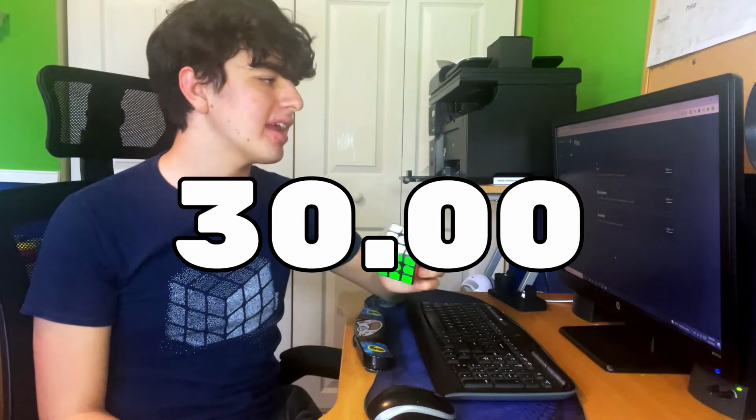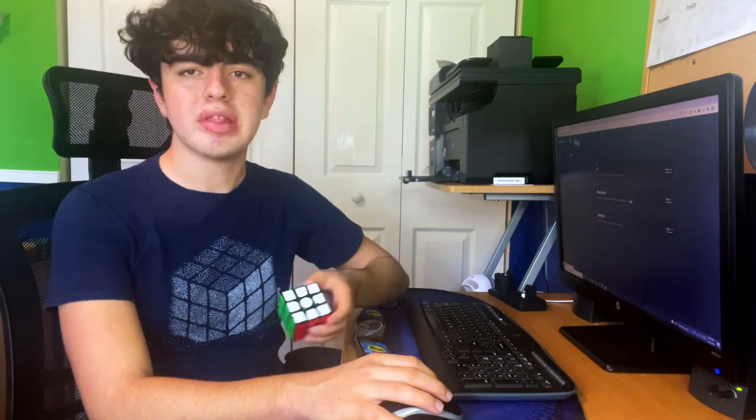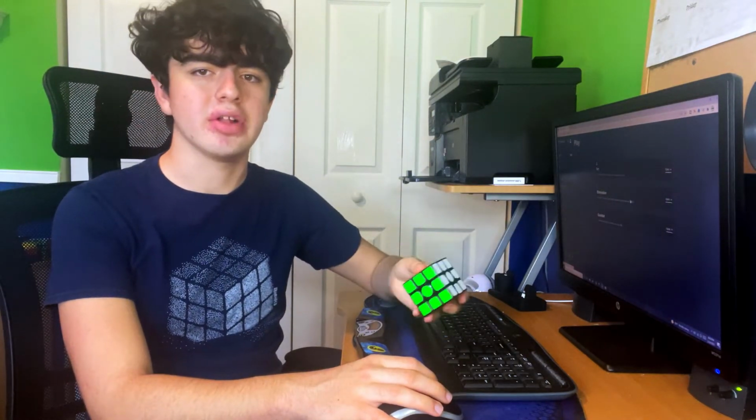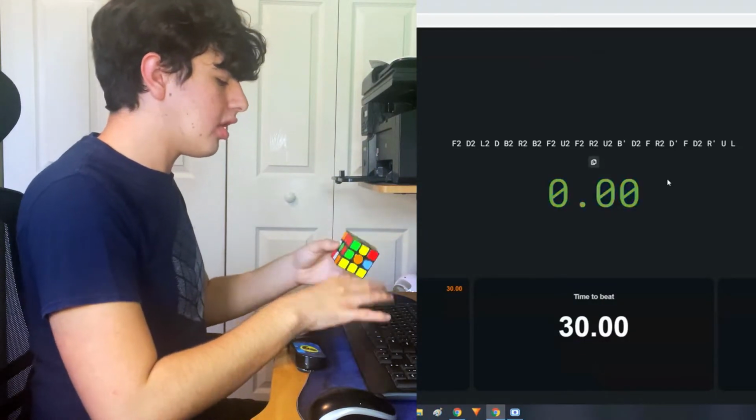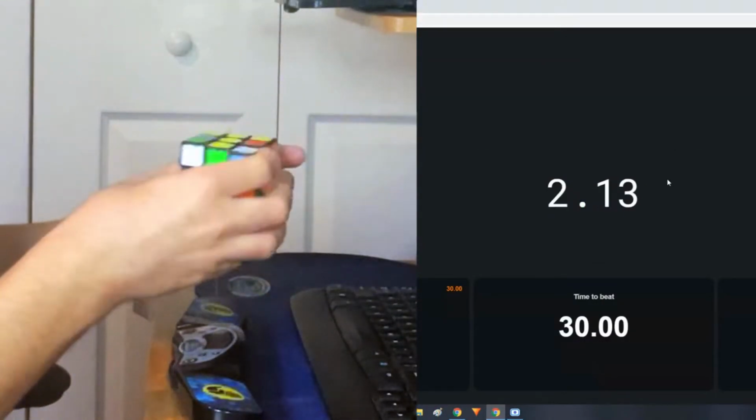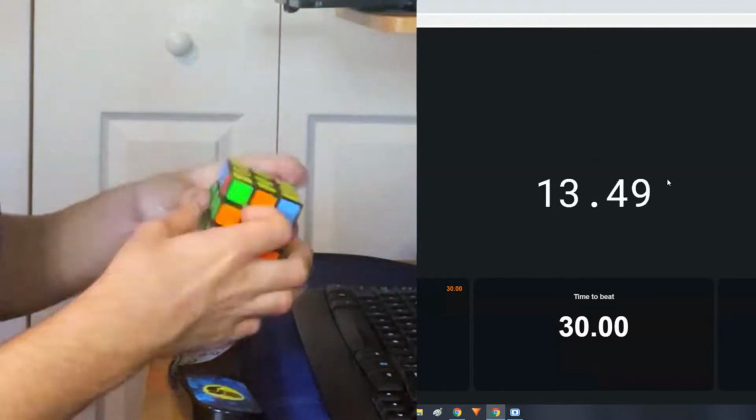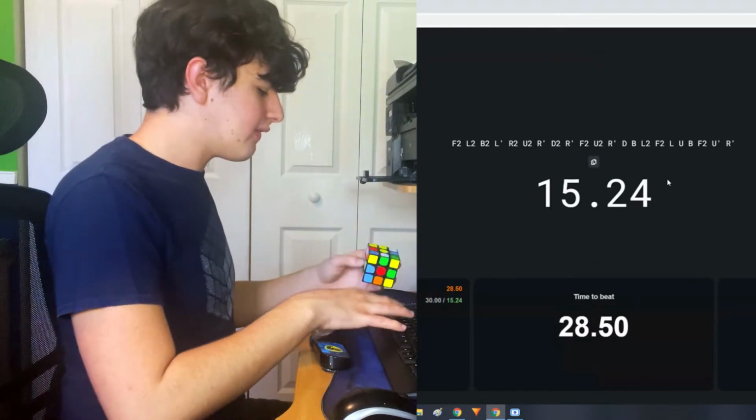Okay, this next game is Elimination. You start with a sub 30 second solve, then it gets 5% faster with each solve, and basically to push you to your limit of how fast you can solve. So my goal right now is a sub 30 solve. I should be able to do that pretty easily, even though I messed up here. Now the time limit is 28.5.